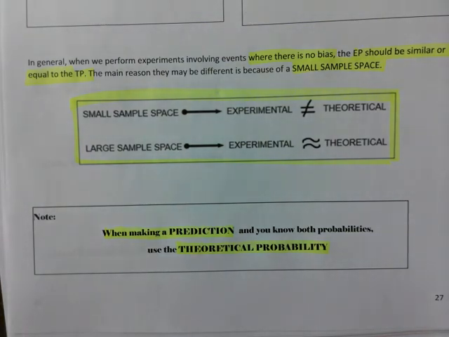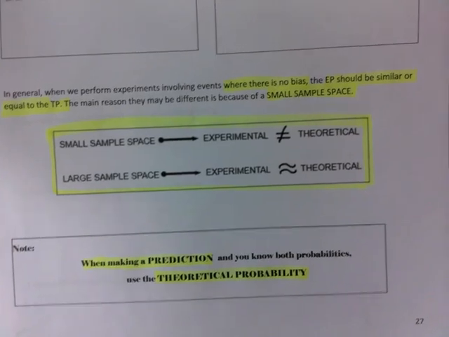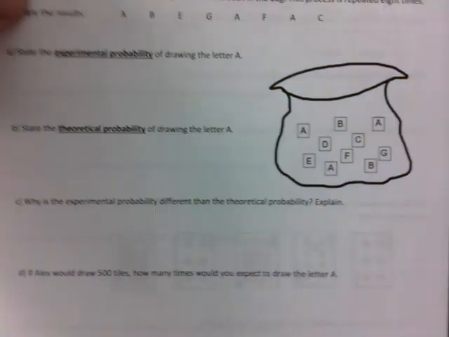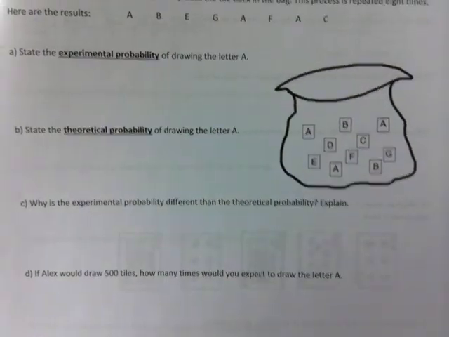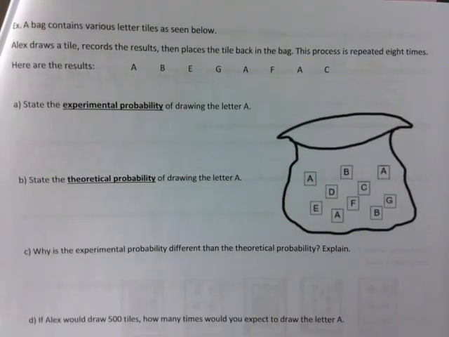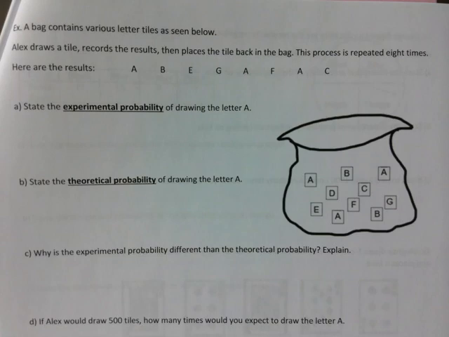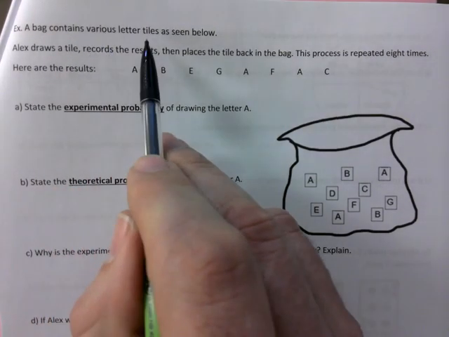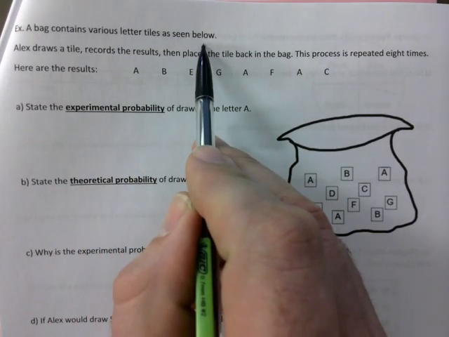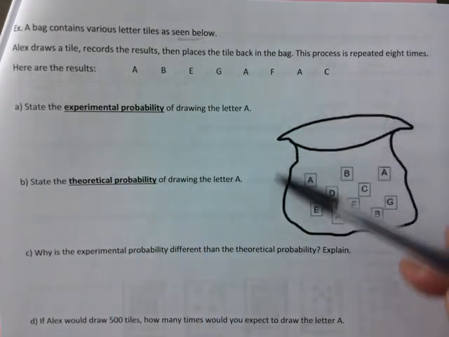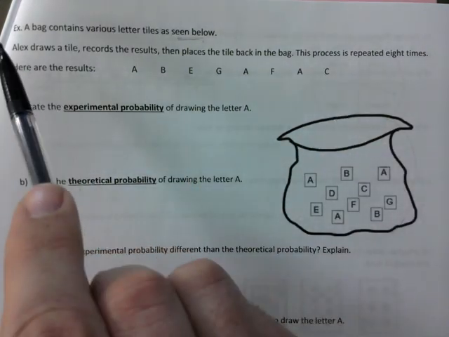So let's go through an activity, and you're going to have to answer 2 questions at the end to see if you understand it or not. Page 28. Look at that bag. I drew that by hand with a mouse. So it's a pretty nice bag, eh? A bag contains various letter tiles as seen below. So this is my bag, right?